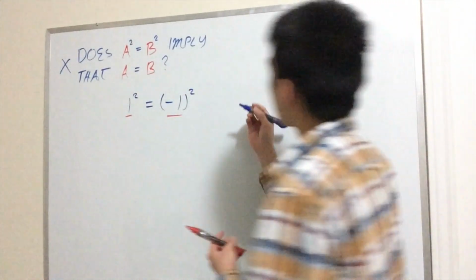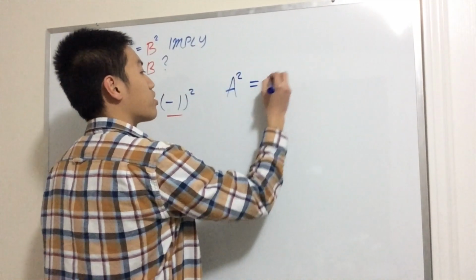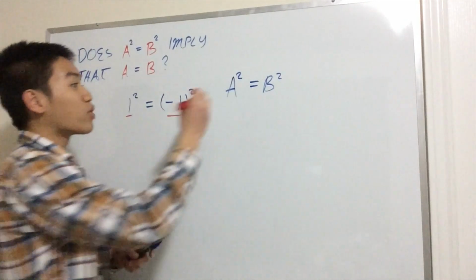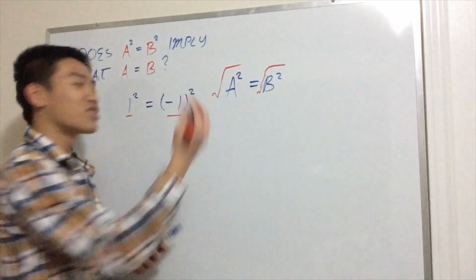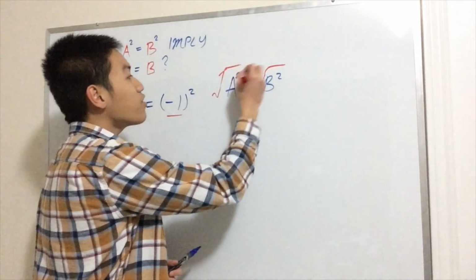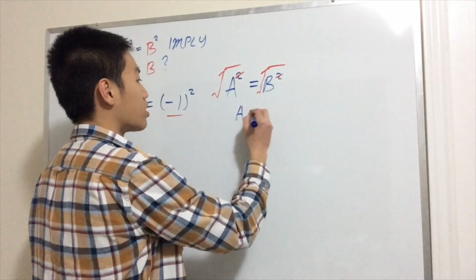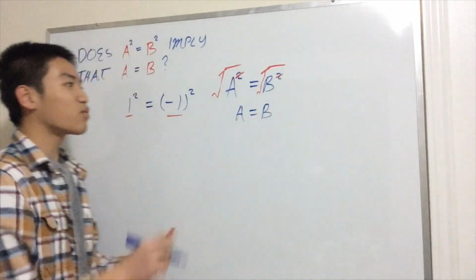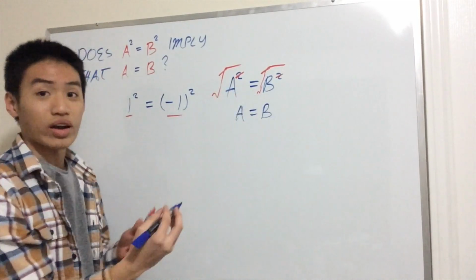Right here, a common mistake would be to say a squared is equal to b squared, and so I can take the square root of both sides, and of course the square and square root cancel out, or at least that's the idea. And if they were to cancel out, what we'd end up with is a equals b. But the problem here is that we can't just take the square root of both sides. This is actually a difference of squares.